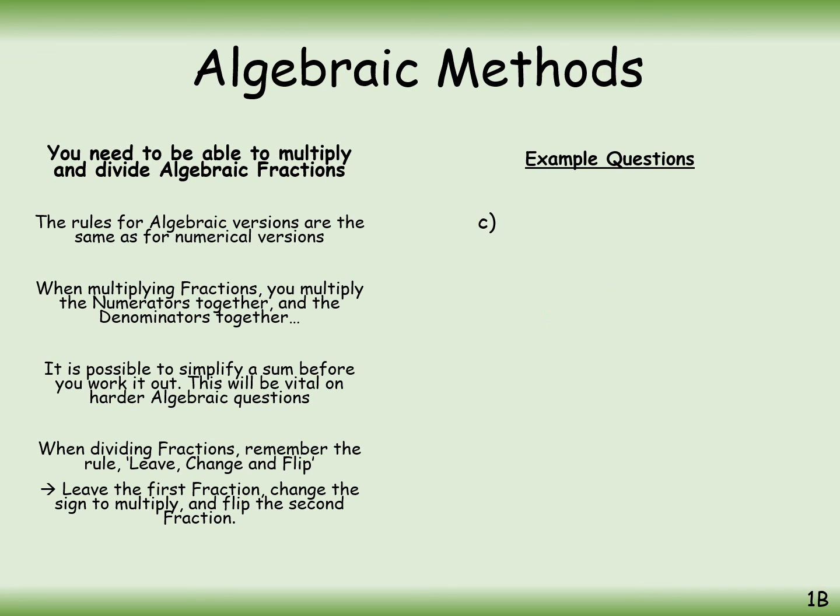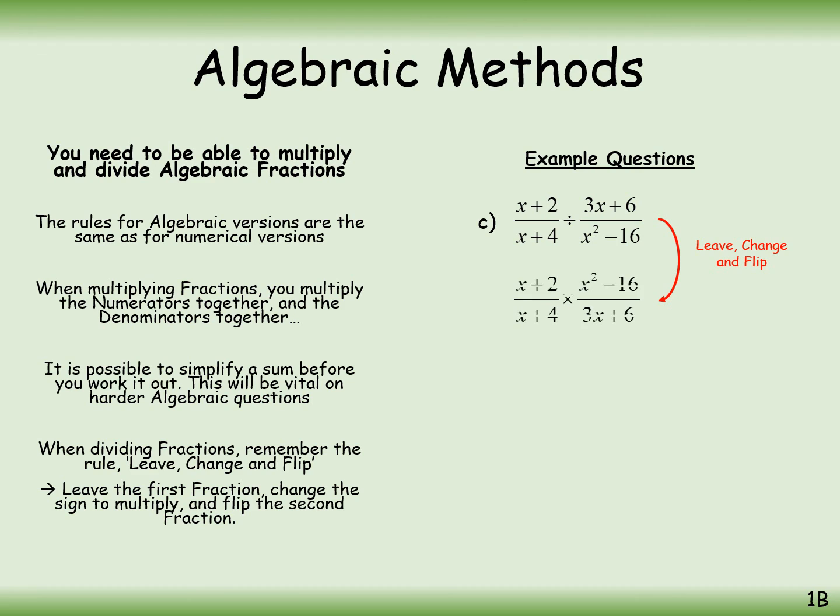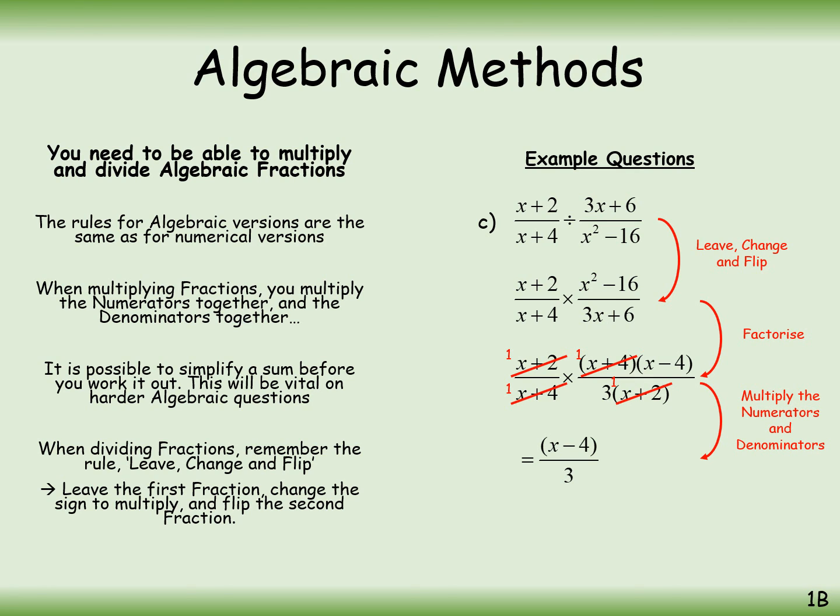So now let's have a look at this one here. We've got a quadratic here at the bottom. So the first fraction we leave, we change, and then we flip. And now what we see for the numerator on the second fraction is the difference of two squares. So we can factorize that. We can also factorize the denominator by taking common factor 3 out. And x plus 2 and x plus 2 will cancel out. And the x plus 4 and one of these x plus 4 will cancel out. So that will leave you with just x minus 4 all over 3.